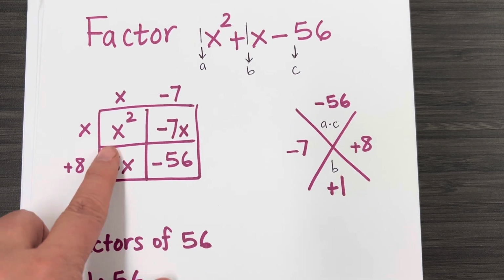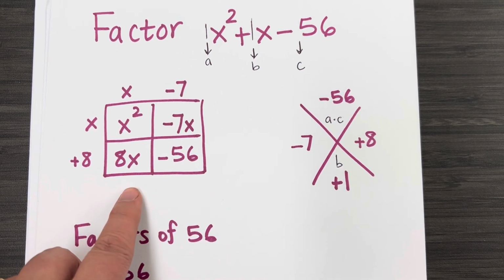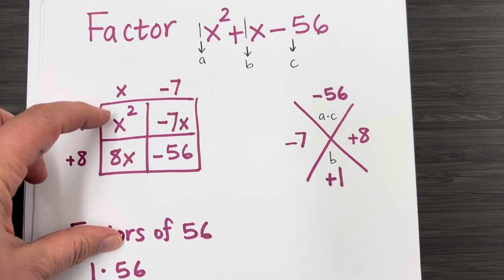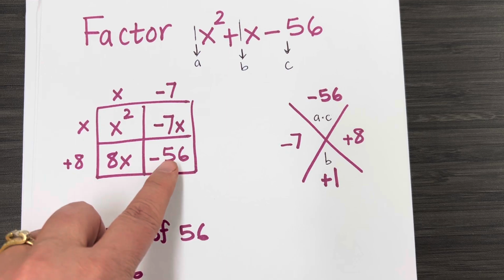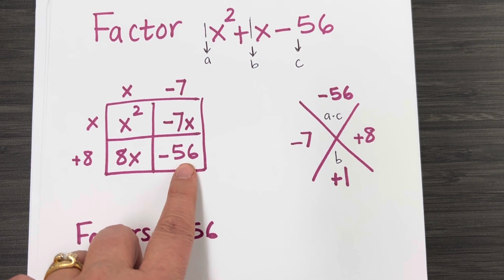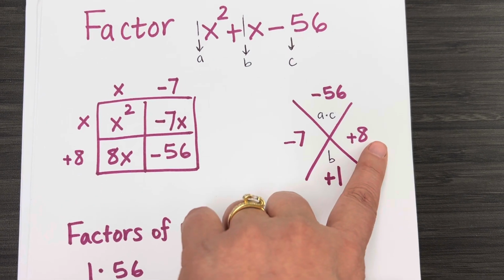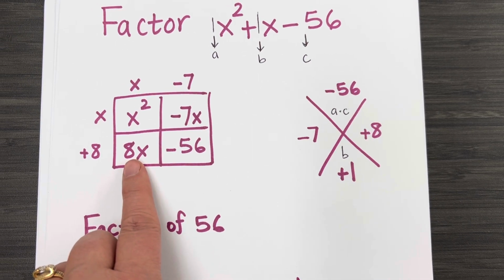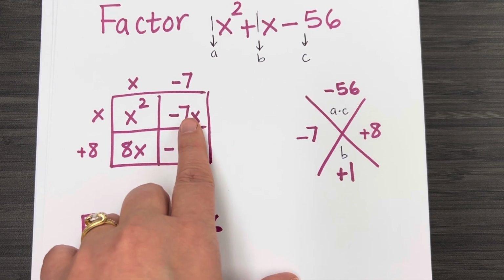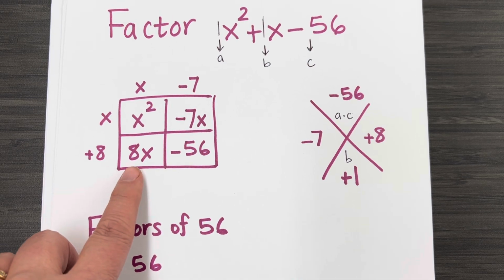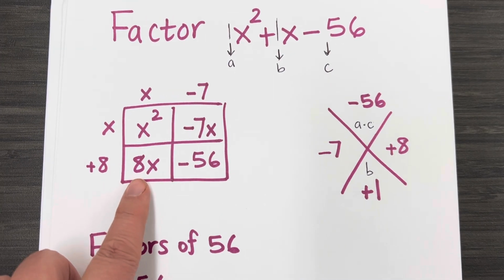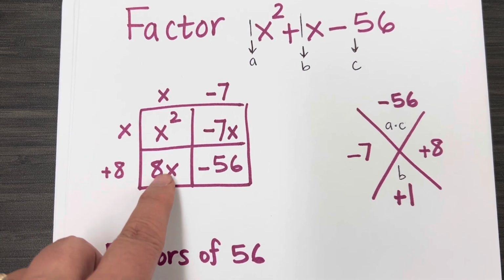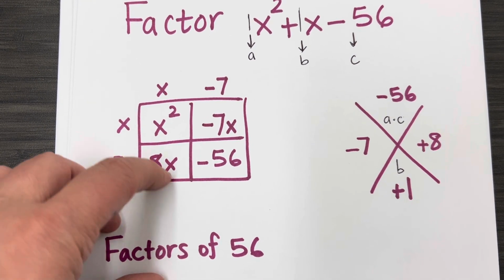I can write it in my box factoring strategy. So I put the leading term here, x squared, and I put the constant term here, negative 56. These two go in here, negative 7x and 8x. The order doesn't matter. You can put 8x here and negative 7x in here, which eventually will give you the same answer. So now I look at these two terms. They have an x in common.